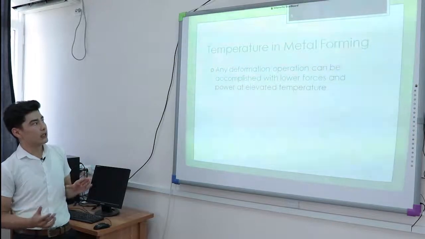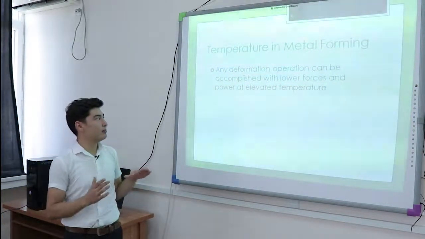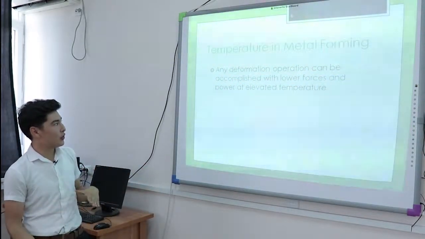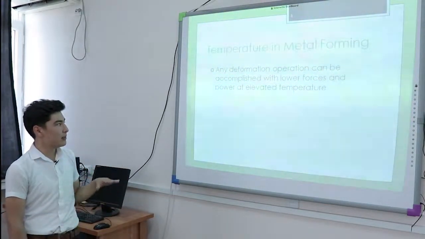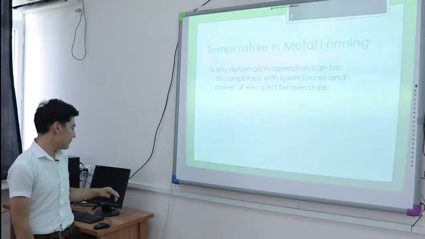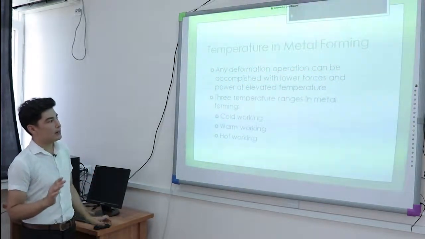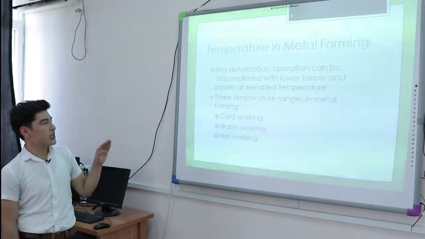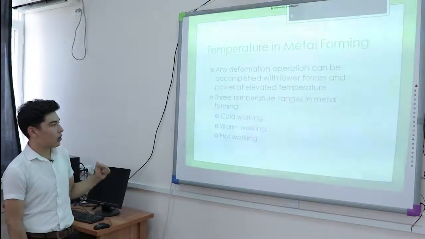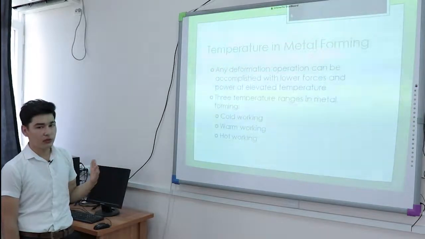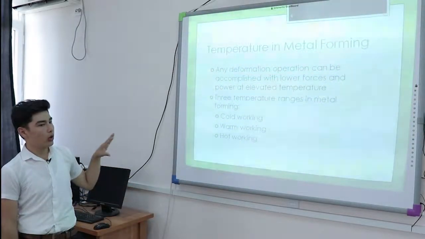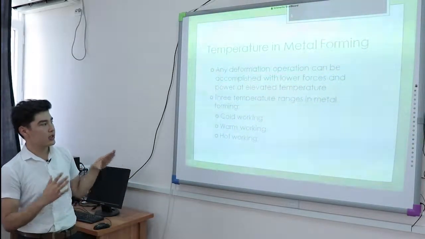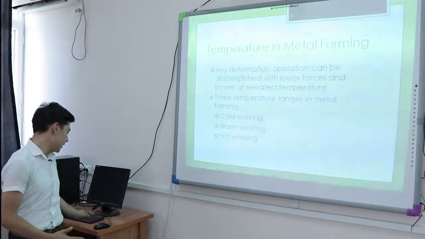Temperature plays a key role in metal forming. Any deformation operation can be accomplished with lower forces and power at elevated temperature. There are 3 temperature ranges in metal forming. The first is cold working, the second is warm working, and the third is hot working. There are some advantages and disadvantages in terms of all 3 temperature ranges in metal forming.